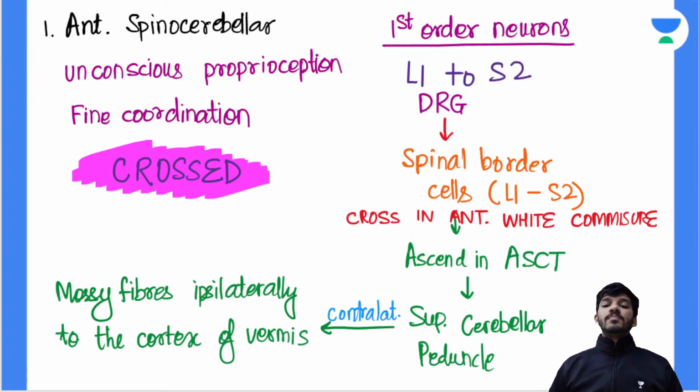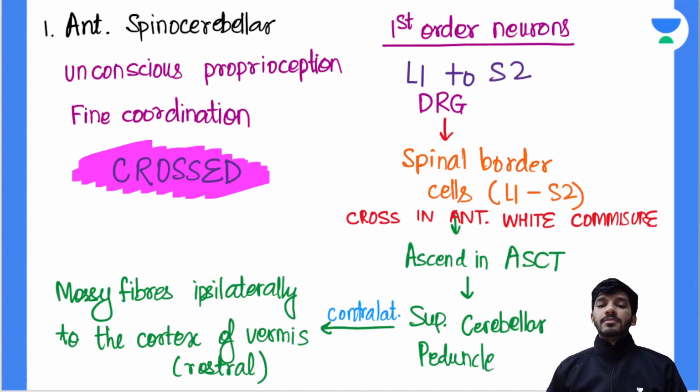When they cross, they do not go through the inferior cerebellar peduncle, but they go to the superior cerebellar peduncle of the opposite side, and then they go as the mossy fibers to the rostral vermis. Please try to understand how this is happening. Let's make it more clear for you in another diagram. We'll take a diagram in a minute.